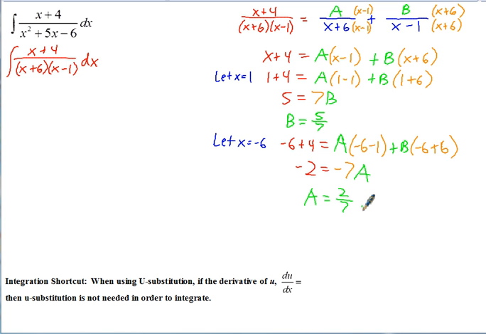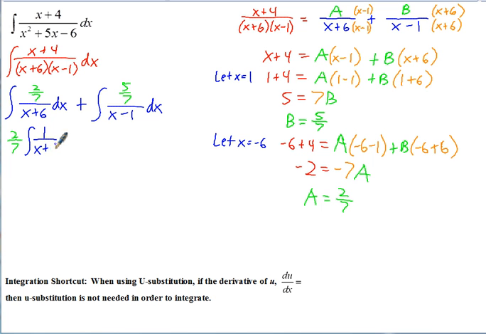So now what we can do, going back to our integral, now we know what a and b are, we can split this up into two integrals. One of which would be a, which is 2/7, divided by x plus 6 times dx, plus the other integral would be b, which we figured out is 5/7, divided by x minus 1 times dx. And then in order to integrate these, we can pull out the constants of 2/7 and 5/7. The integral is a little bit simpler.